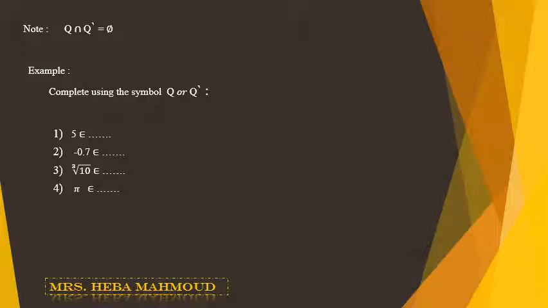Example 4: pi belongs to Q dash. Example 5: 0 belongs to Q. Number 6: the square root of 7 belongs to Q dash because we can't find the square root of it. Number 7: the square root of 100 belongs to Q because the square root of 100 equals 10.